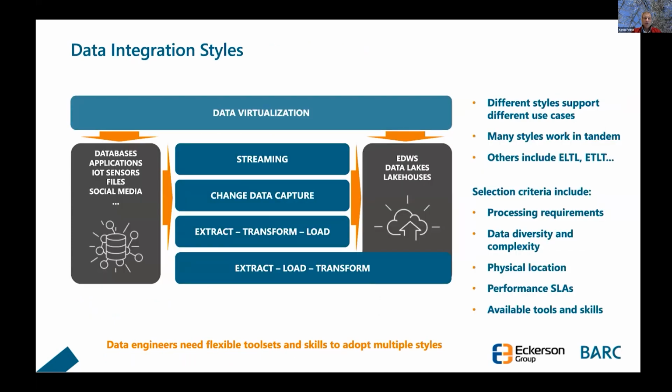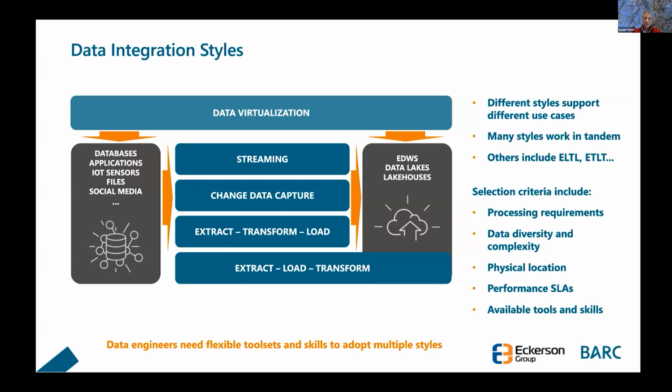So what we've identified at BARC is that there are 5 primary styles of data integration. There are others too, but the 5 primary styles are extract, load, and transform, where data is being transformed on the target. Extract, transform, and load, a familiar pattern used for more operational data sets. Change data capture, which moves incremental updates. Streaming, taking advantage of platforms such as Kafka. And then, perhaps most importantly, data virtualization, which helps access data without moving it. And that's an important efficiency benefit for a lot of organizations.